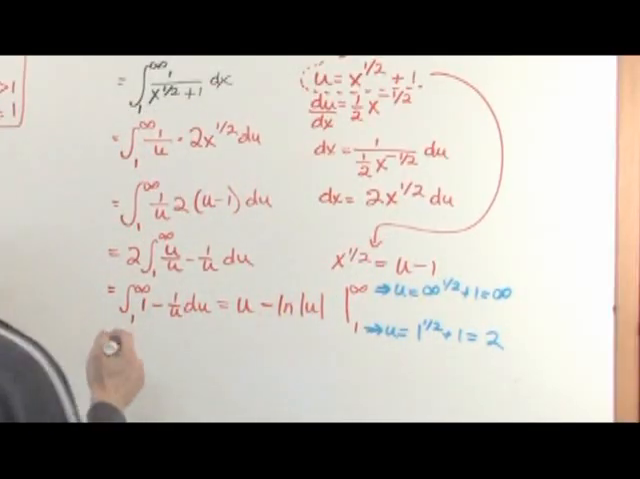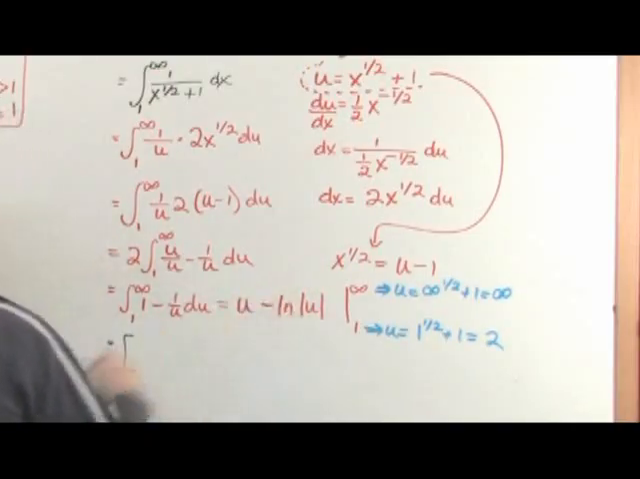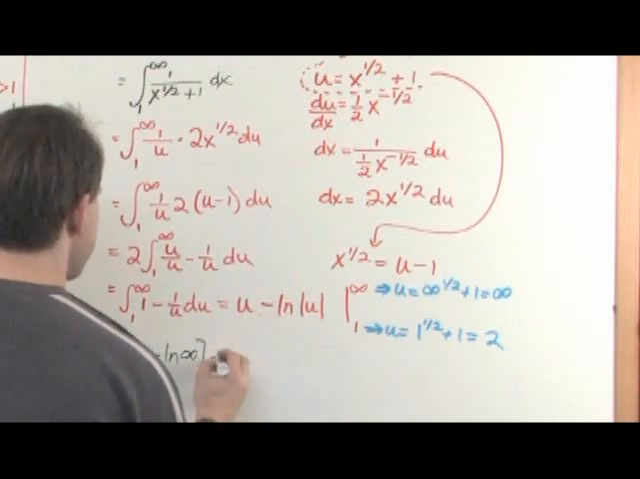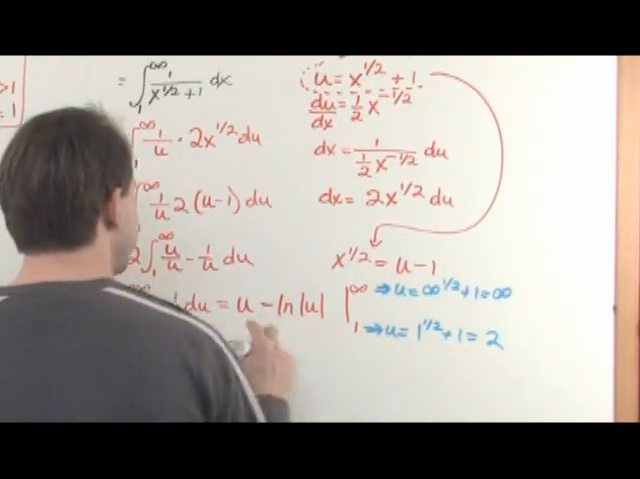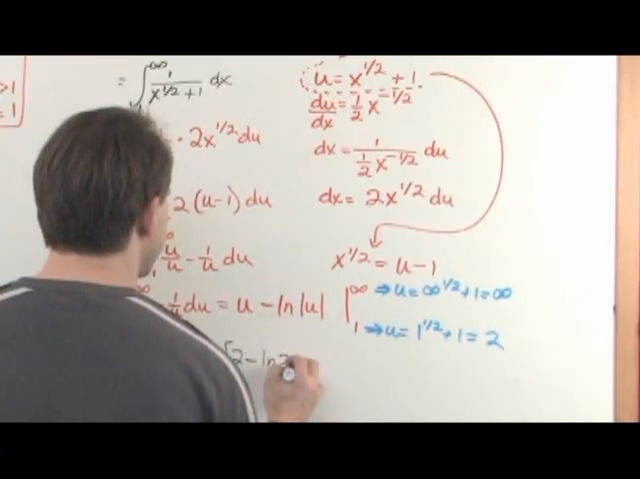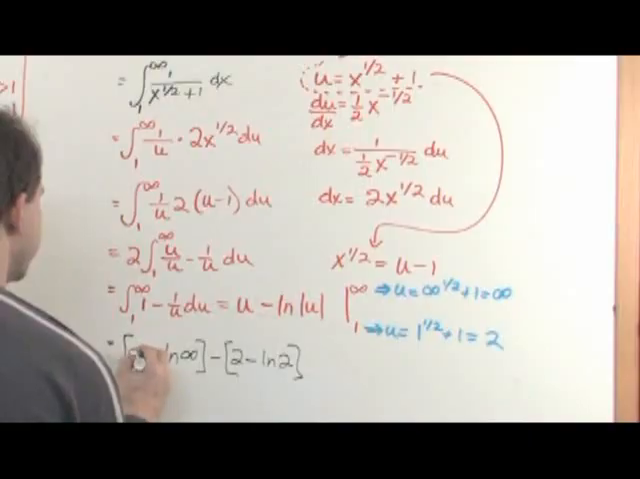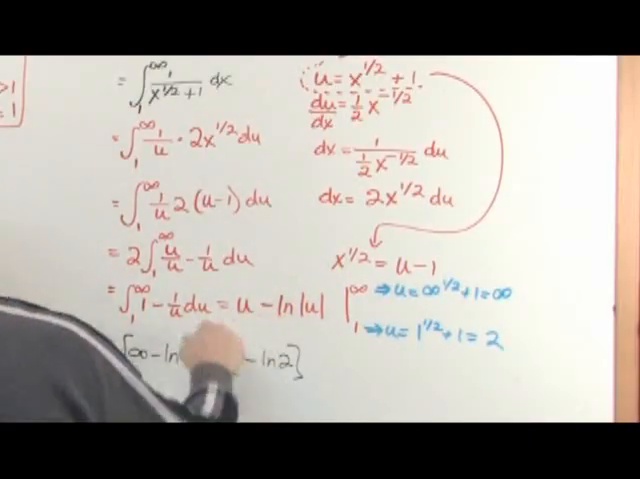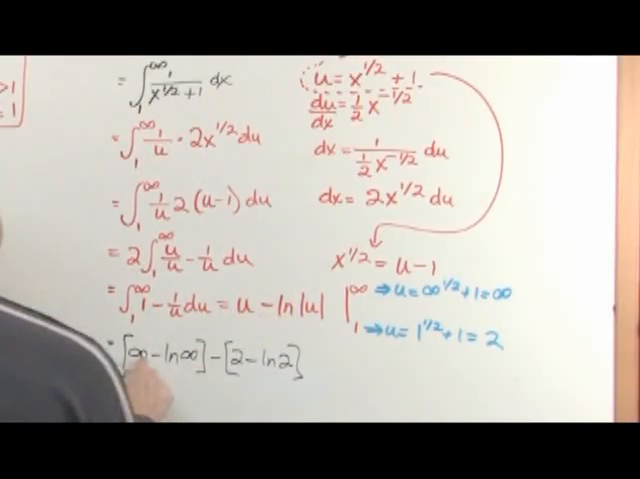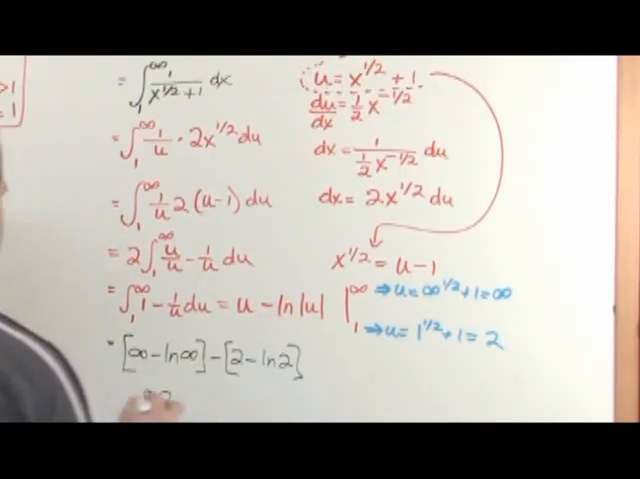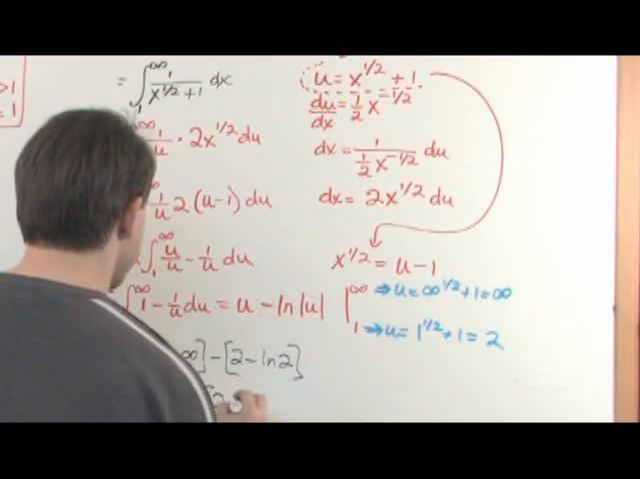So if you were going to evaluate that, you'd say, okay, evaluating at infinity, I have u minus natural log of infinity, minus, evaluating at 2, 2 minus natural log of 2. Actually, what I meant to write here was infinity minus natural log of infinity, because I'm plugging in here. 2 minus natural log of 2. Now what is this? Infinity minus natural log infinity. Well, that's still big fat infinity, right? Because this is infinity here, this is infinity here. You subtract them, you're still going to get some infinity, right? Minus 2 minus natural log of 2.